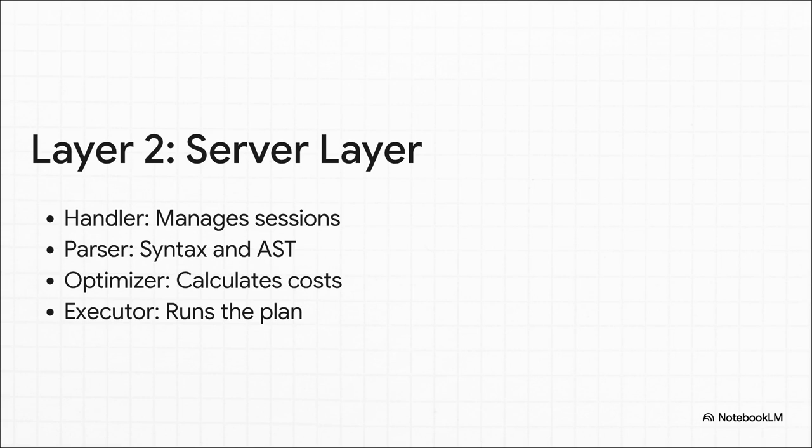Let's zoom in on layer 2 for a second. At the server layer, MySQL parses your SQL, and then the optimizer steps in. This thing is like a performance wizard. It calculates the most efficient execution plan based on your indexes and statistics. It's basically the brain of the whole operation. It looks at your query and literally asks itself, okay, should I scan this entire table or should I use an index? It calculates the absolute cheapest path before the executor actually runs it.